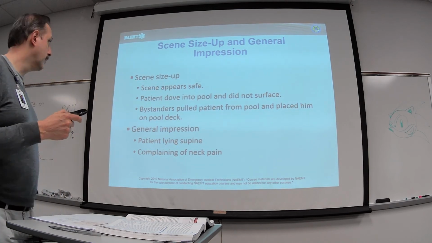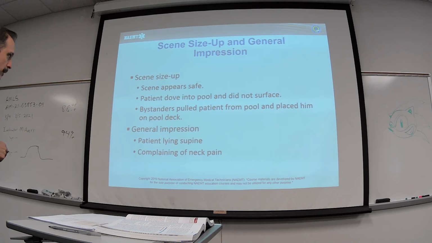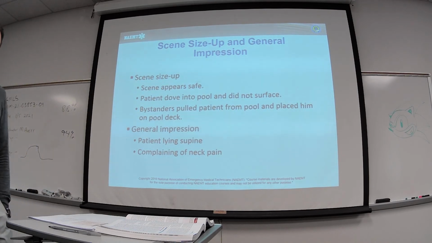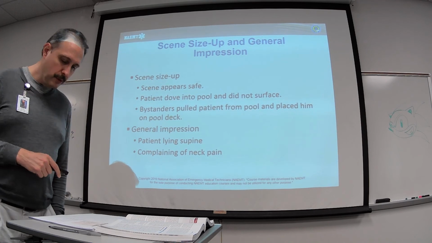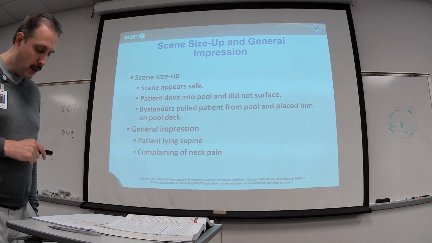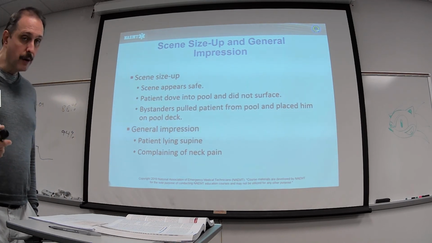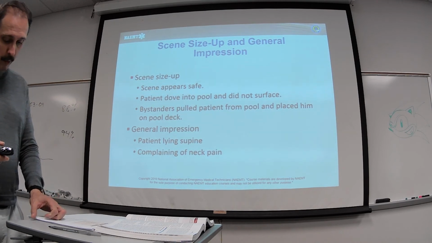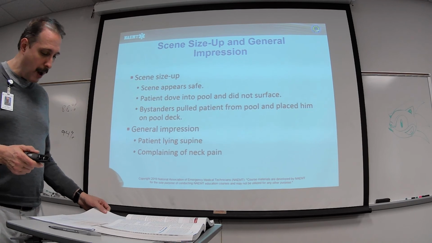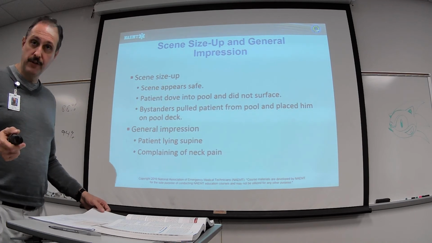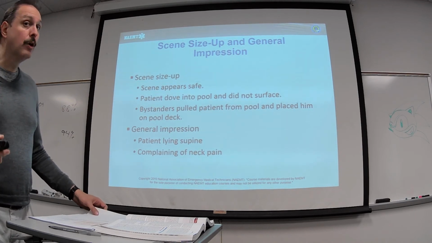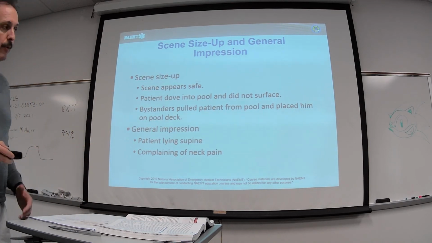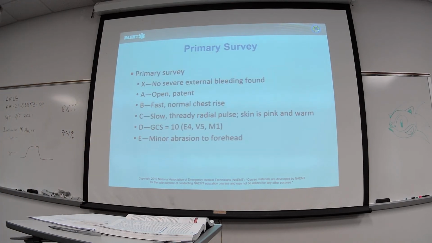All right, so now we've got our general impression. We have the patient lying supine on the side of the pool, but he's not moving. However, it's not that he can't feel anything. He is complaining of neck pain. So in some ways, when you think about it, that's probably a pretty good sign for some things, because he does actually feel pain in his neck, even though his arms and his legs cannot move at this time. Okay, so that's a good sign there.